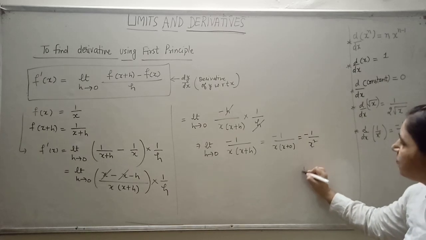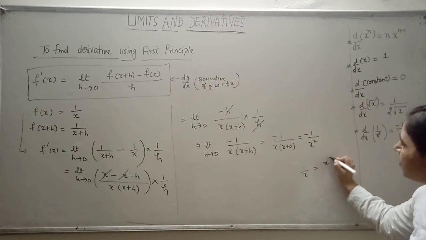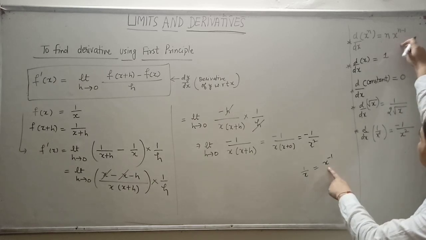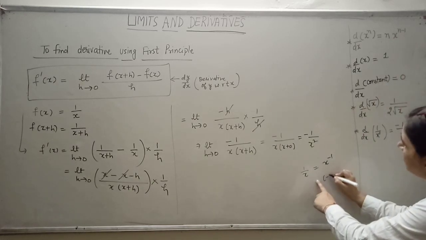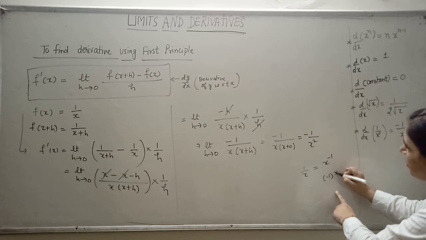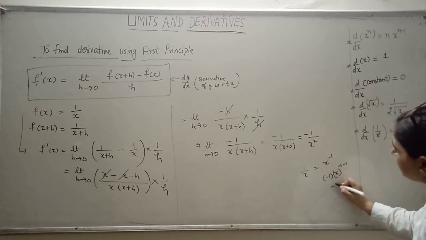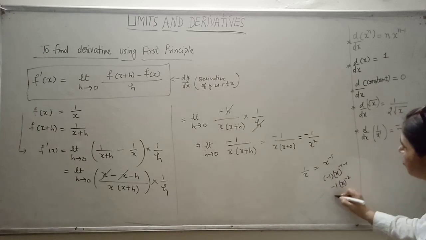Like here, if it is 1 upon x, what does it mean? x raised to power minus 1. And if you are to find out the derivative of this function by using this formula, then minus 1 means n means minus 1. x raised to power n minus 1 means minus 1 minus 1. So it is minus 1 x raised to power minus 2. So it would become minus 1 upon x raised to power 2.